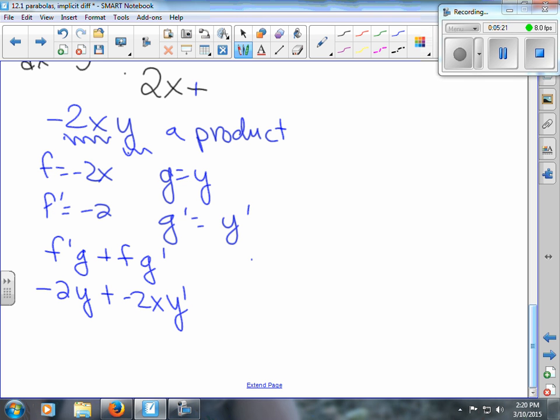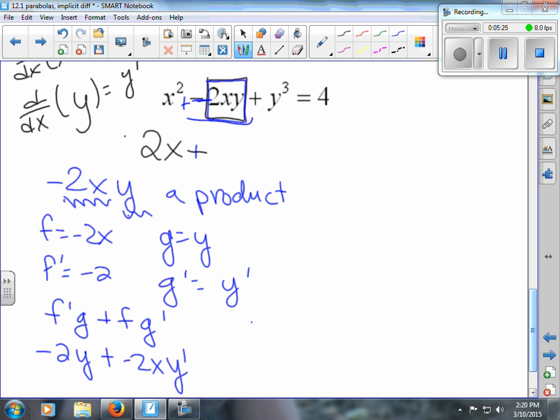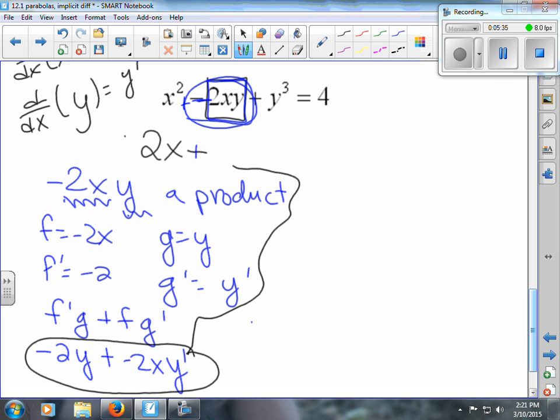So it turns out that the derivative of that next term here, which I've made blue, negative 2xy, is what I got right here from the product rule. So I'm going to write that up here. So I get plus negative 2y minus 2xy prime.